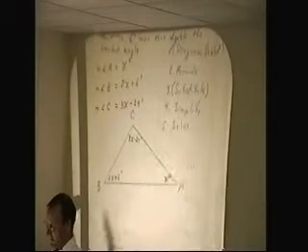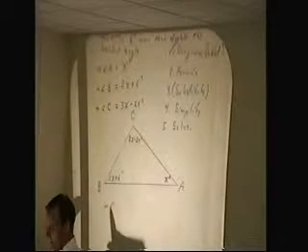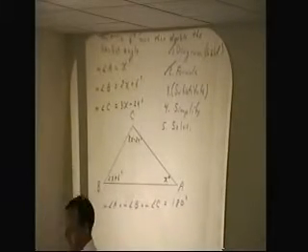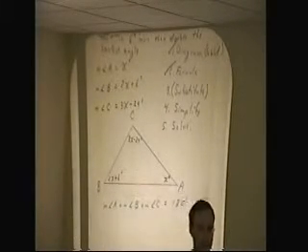I have a diagram and it's labeled. I write my formula, the measure of angle A plus the measure of angle B plus the measure of angle C equals 180 degrees. That's my formula. Now I substitute inside parentheses, simplify, and solve.